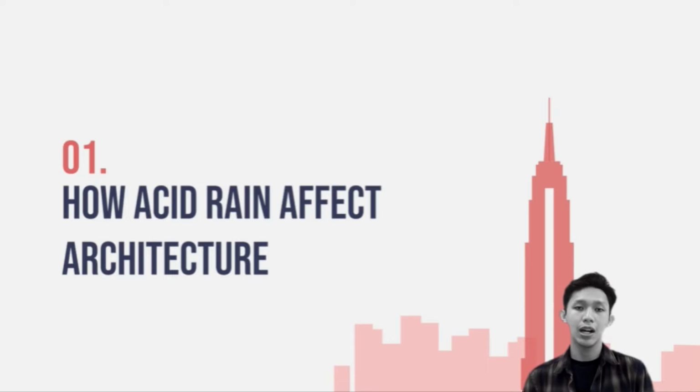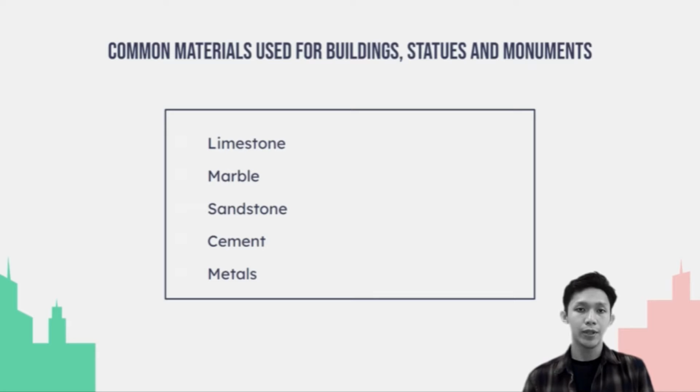Okay, so how can acid rain affect the architecture? Before we go deeper into the topic, we have to know about the common materials used for buildings, statues and monuments, which are limestone, marble, sandstone, cement and metals. Limestone is basically calcium carbonate, and marble, sandstone and cement have a mixture of calcium carbonate and other chemicals. Metals, for example, are copper, bronze, nickel and so on.